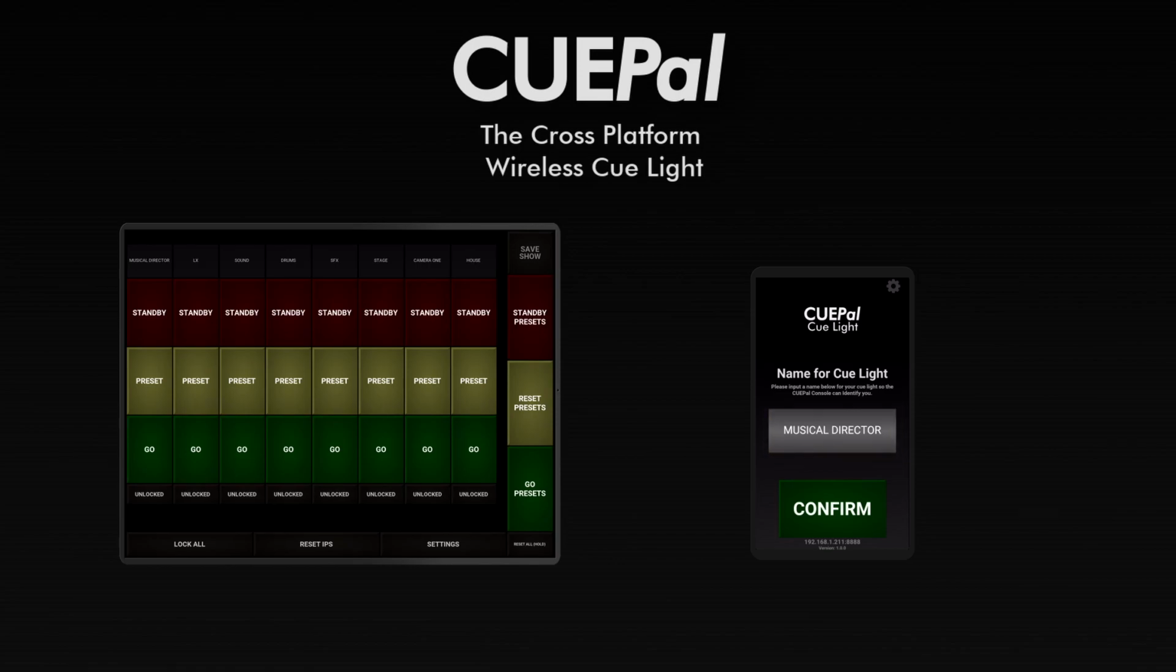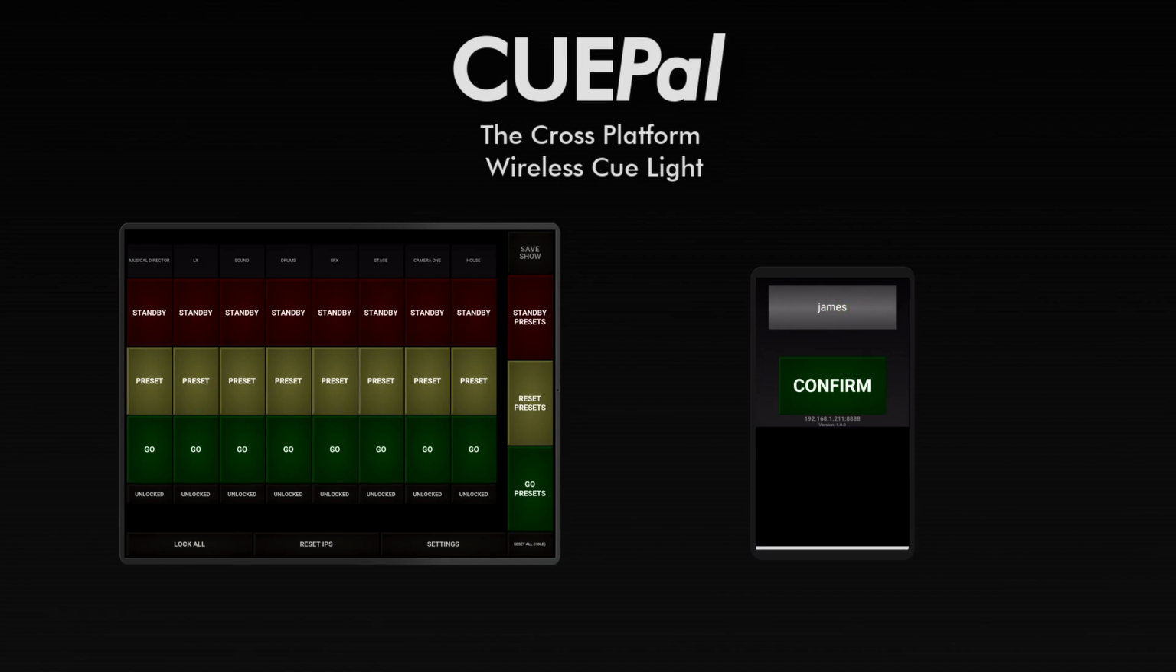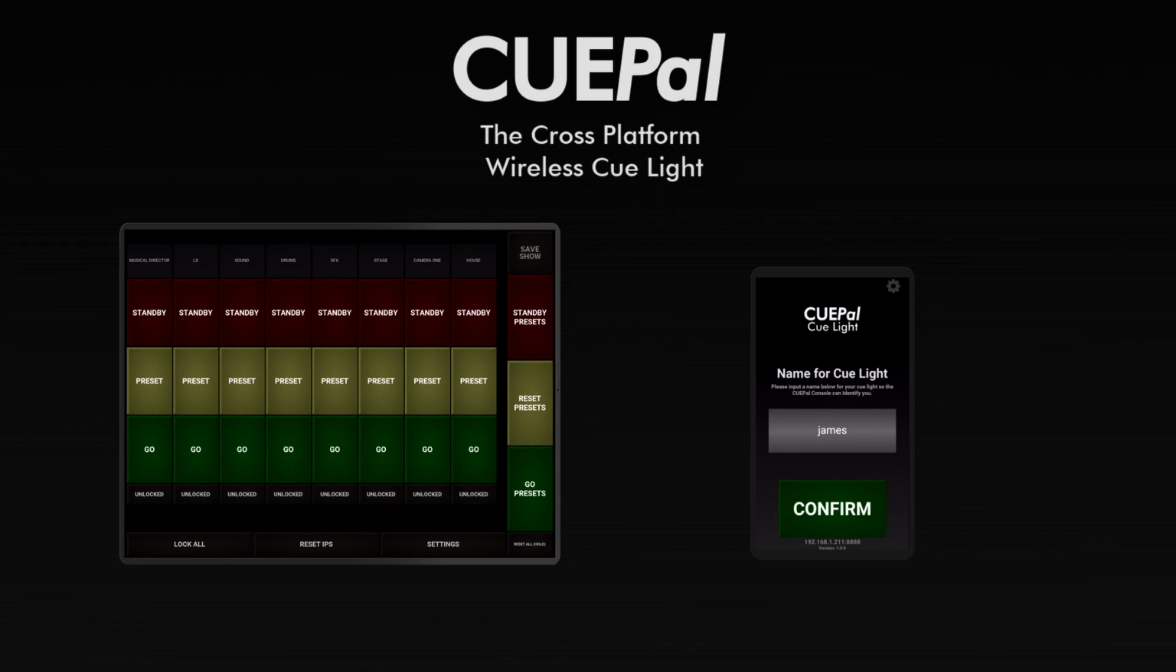Let's change it to James. But keep in mind, we can only use a name with up to 16 characters using only letters. Once we're happy with the name, we can press confirm. The Cue Light and the console now find each other automatically on the network. However, you can manually connect using the settings window accessed by the cog in the top right hand corner of the Cue Light.